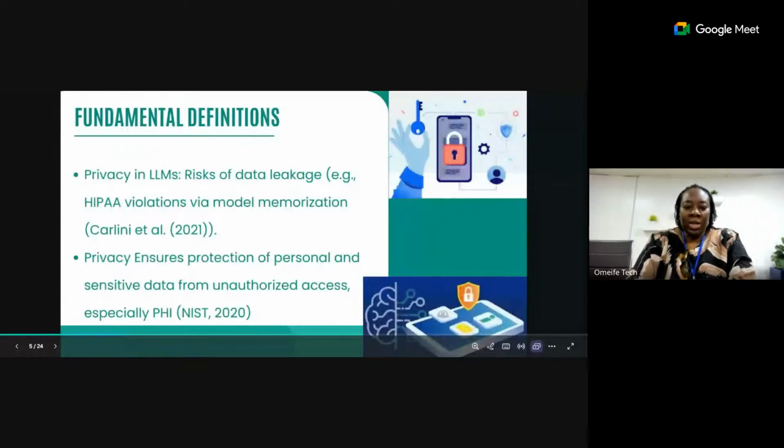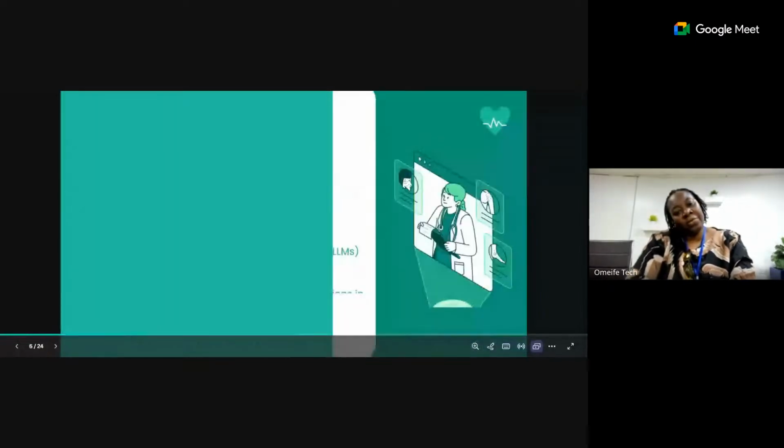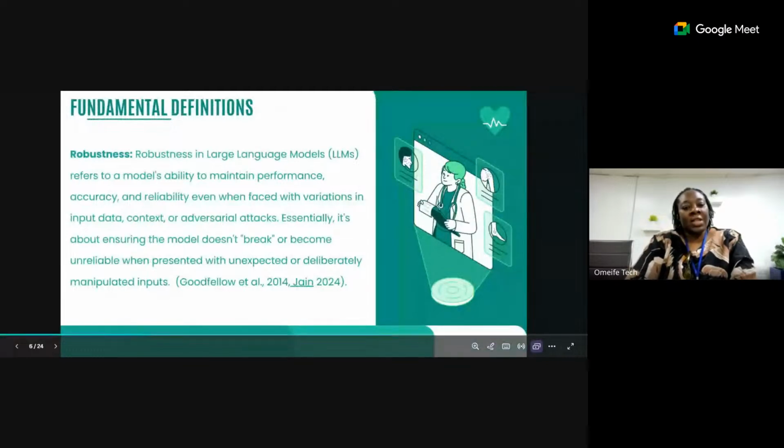Then we'll be looking at robustness of LLMs. Robustness in large language models refers to a model's ability to maintain performance, accuracy, and reliability, even when faced with variations in input data, context, or adversarial attacks. So model resilience against adversarial attacks and uncertainty in clinical environments is very, very important.